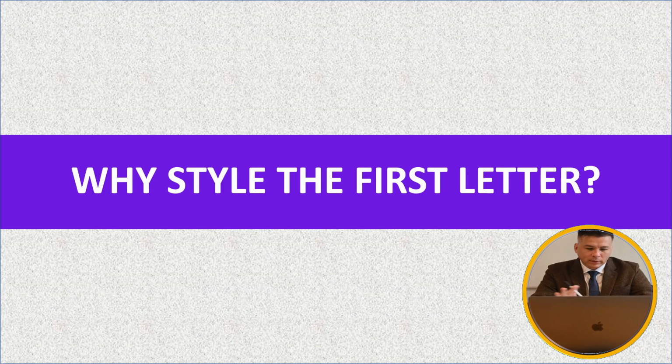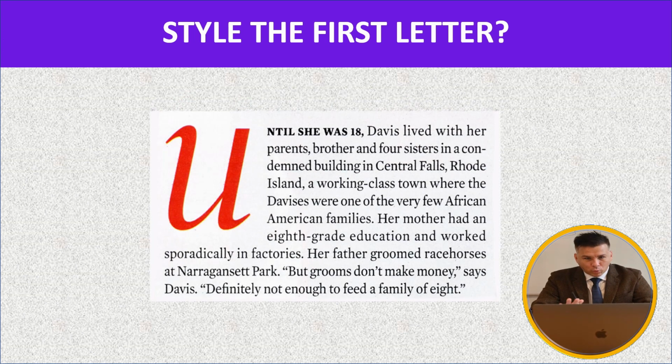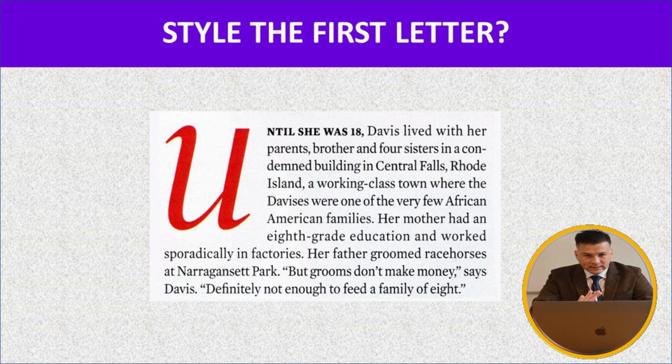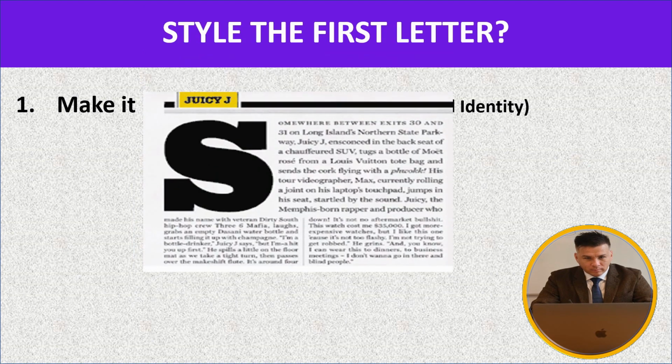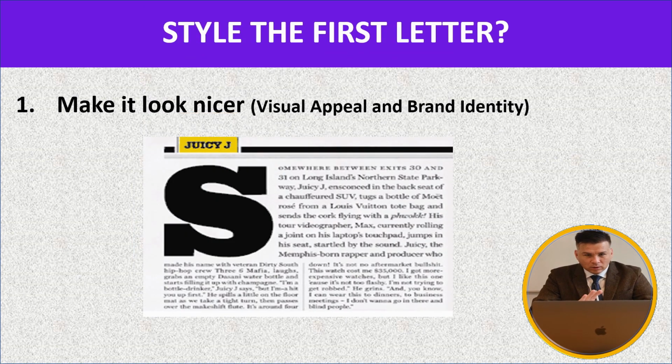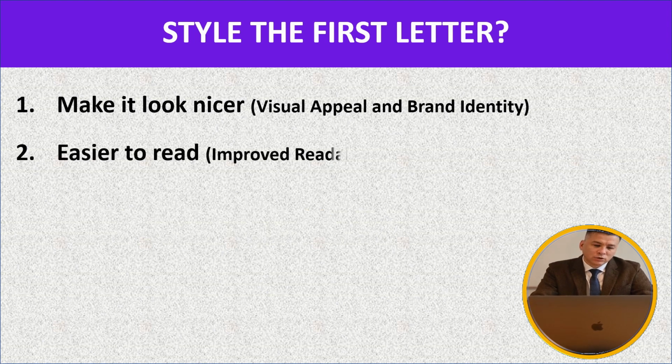Before we jump into the code, let's briefly discuss why you might want to style the first letter of a text element. These are the following reasons. Make it look nicer: visual appeal and brand identity. Special letters can help organize your writing and make it more visually appealing, just like using different fonts or sizes. Easier to read: improved readability.